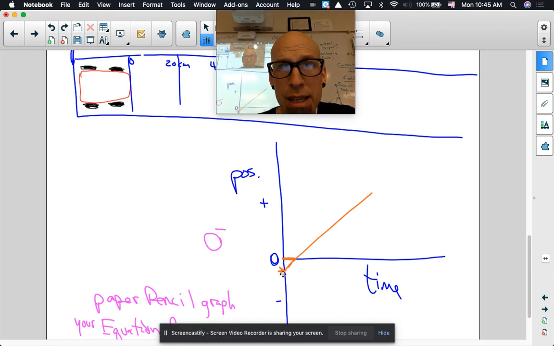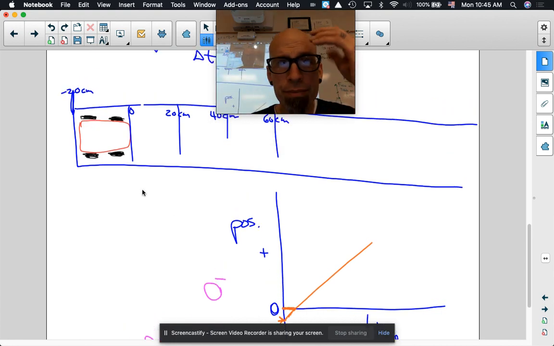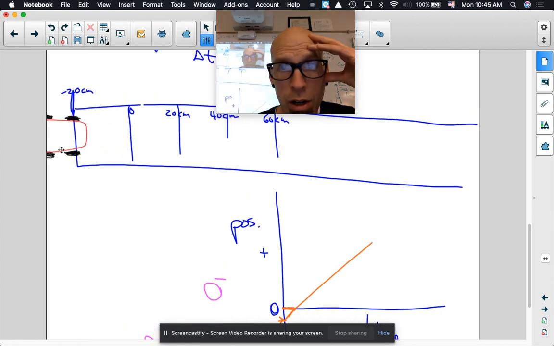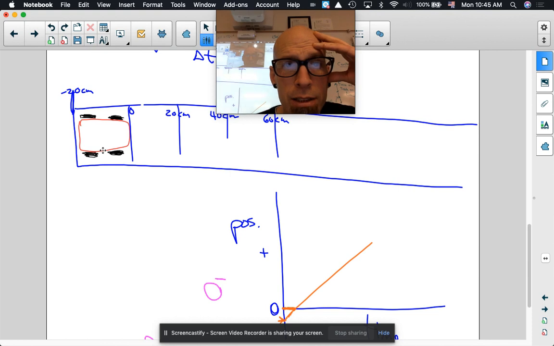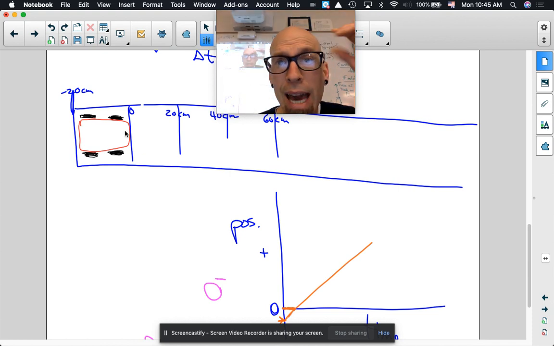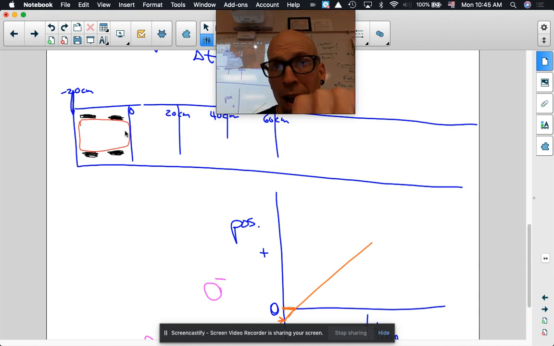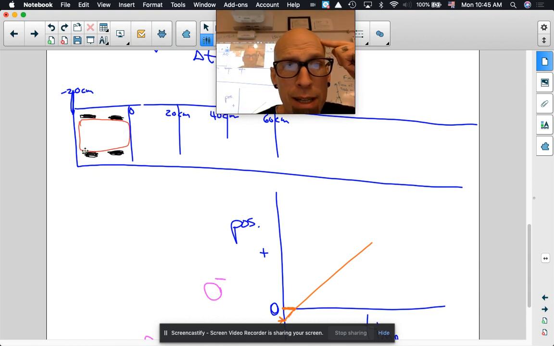So here's what the graph thinks. The graph thinks that the buggy started when the clock started, and the only way for the buggy to get to the 0 position and still be at 0 position when the time has already been going is, in the graph's mind, if the buggy started back here.